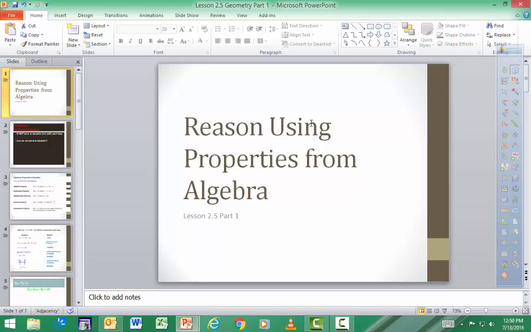So, reason using properties from algebra. I'm going to do part 1 and part 2 on the Camtasia video right now, but probably in class I'll divide this over a 2-day period. In any event, let's get going.